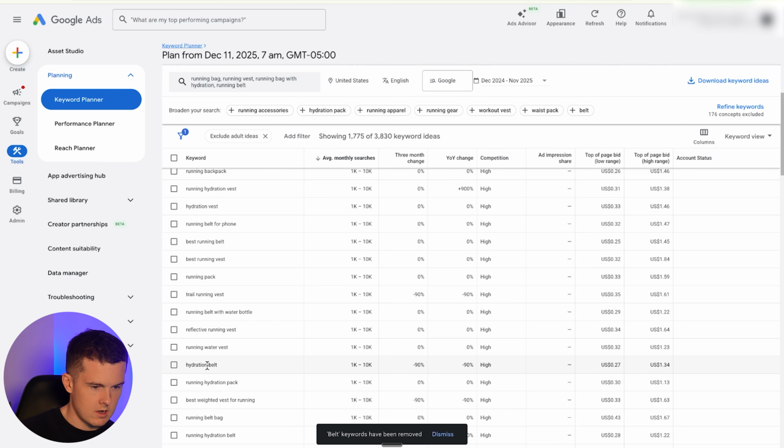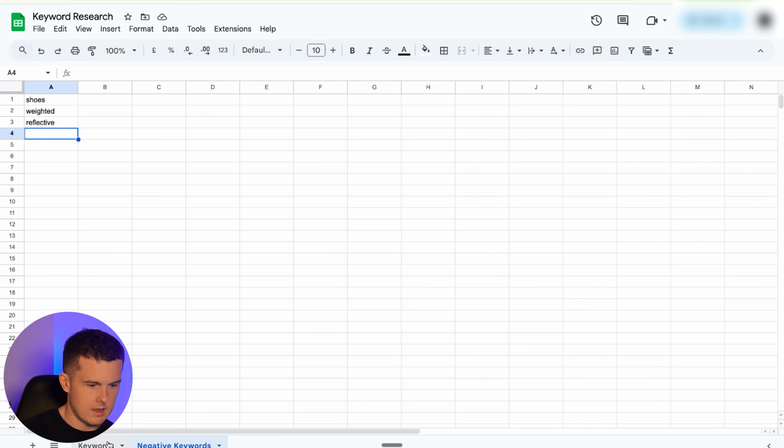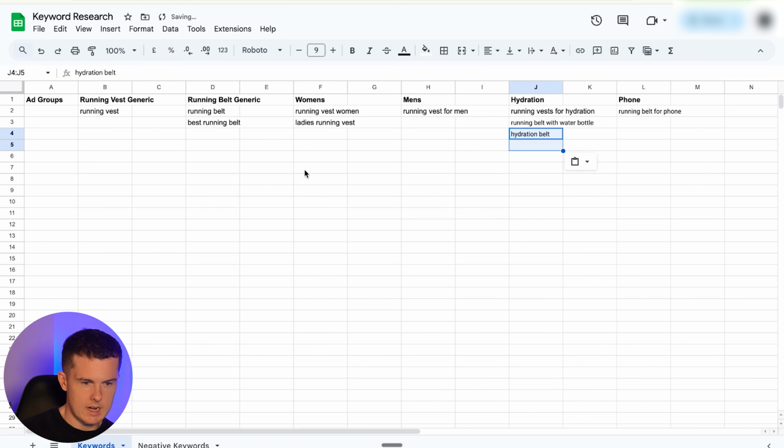Running water vest, hydration belt. So maybe we could include that back in our hydration ad group. We could also maybe look to include it here, but I think it's more suitable for hydration belt. So best running belt, running belt.